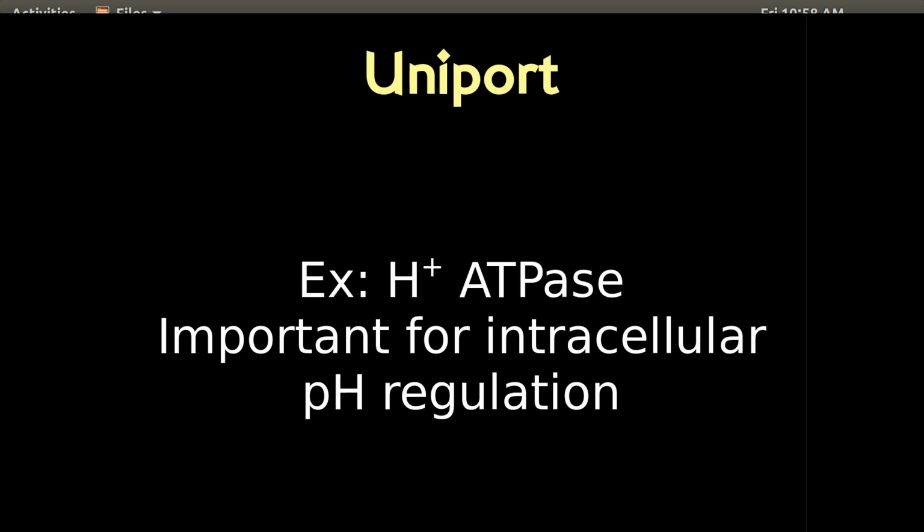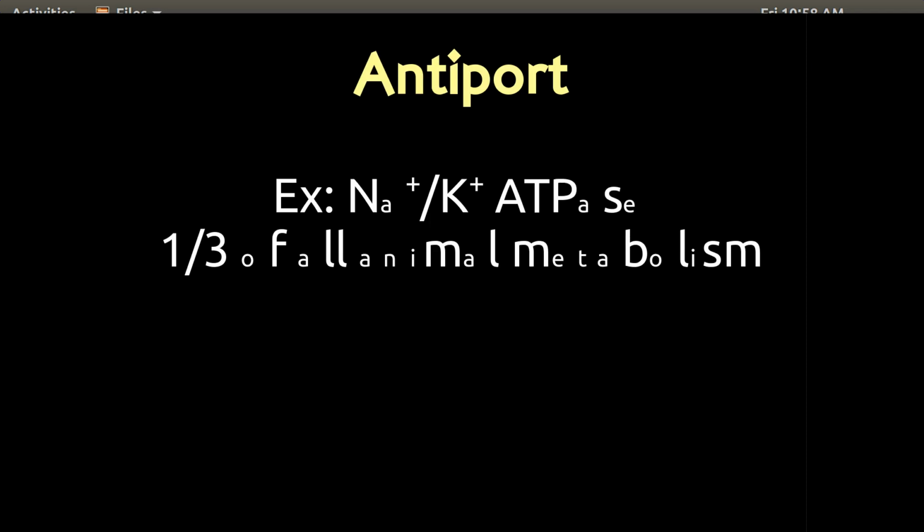It is also common for us to have antiporters in active transport. One really common example of this is the sodium-potassium ATPase.